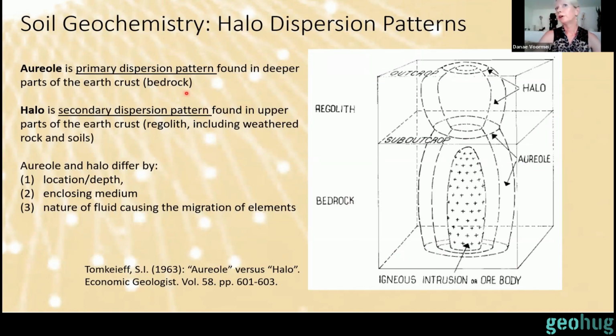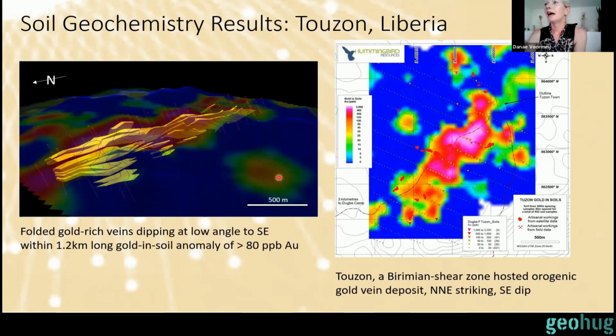An aureole is a dispersion pattern found within the bedrock, whereas we're looking at the regolith, and in the regolith the dispersion pattern is called a halo. Here we have a gold soil anomaly that's 1.2 kilometers in length. It's Birimian hosted, so you see this classic northeast trend. And here's a deposit. It's dipping towards the southeast here, and the daylight is right in here.